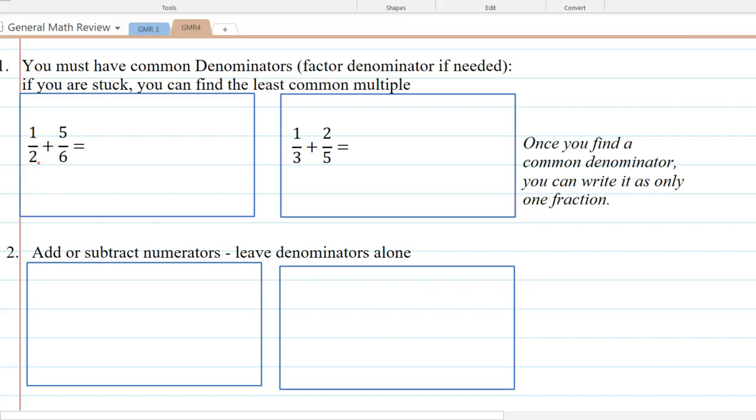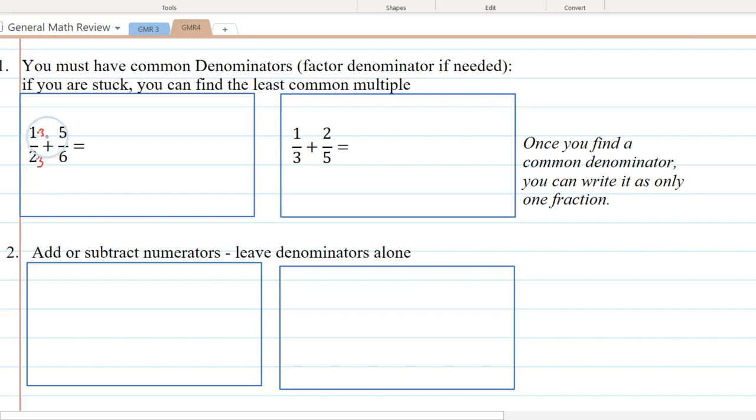Let's do a couple problems. You must have common denominators. That's always your first step. We can factor if needed. If you're totally stuck, you can use the least common multiple. If I look at 2 and 6, I'm going to ask myself, what do I have to multiply them by to get them to be the same number? I know that I can multiply the 2 by a 3 to get it to equal 6. Whatever I do to the bottom, I do to the top.